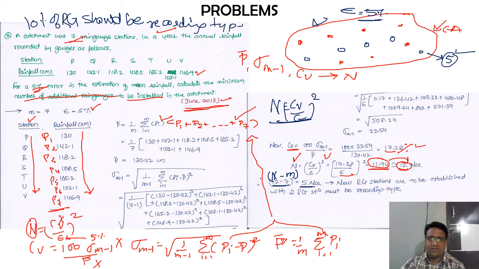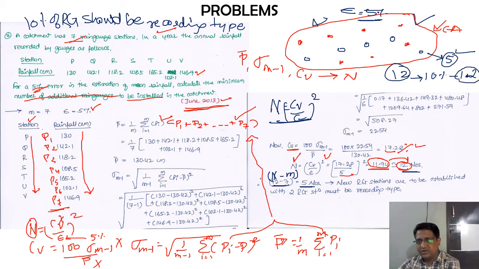What they say is 10% of the total rain gauge stations which will be available should be of recording type. Right now, the optimum number of rain gauge stations in this entire catchment area has become 12. So what is 10% of 12, that is 1.2. Again 1.2 is not a feasible number, so you round up to the next number, that is 2.